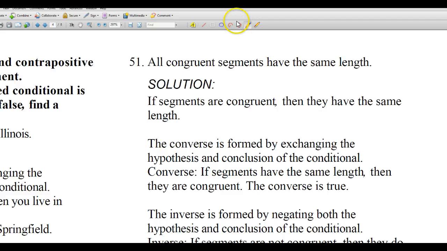On 51, first we need to convert this into if-then form. So all congruent segments have the same length. So if segments are congruent, then they have the same length. Now we're ready to take the converse, so switch these two around. So if segments have the same length, then they are congruent, which is true. The definition of congruent segments is two segments that have the same length.